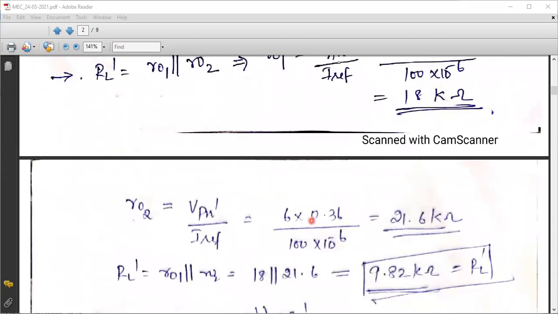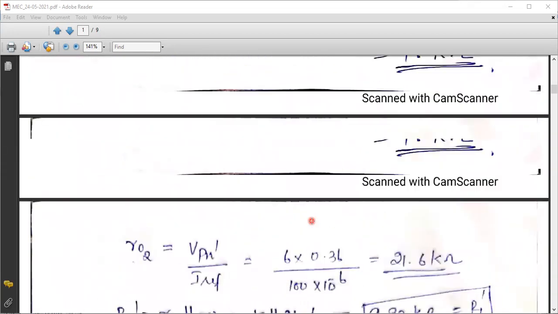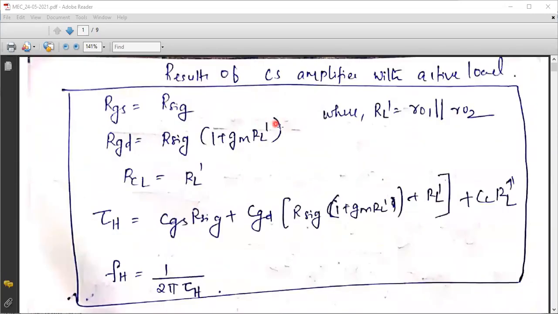Okay, now we need to find... So here we are having plus RL dash. Okay, there is one term missing here. The expression we are having is plus RL dash. Please see the derivation of the last class. RGD equal to Rsig into 1 plus gm RL dash, plus RL dash.